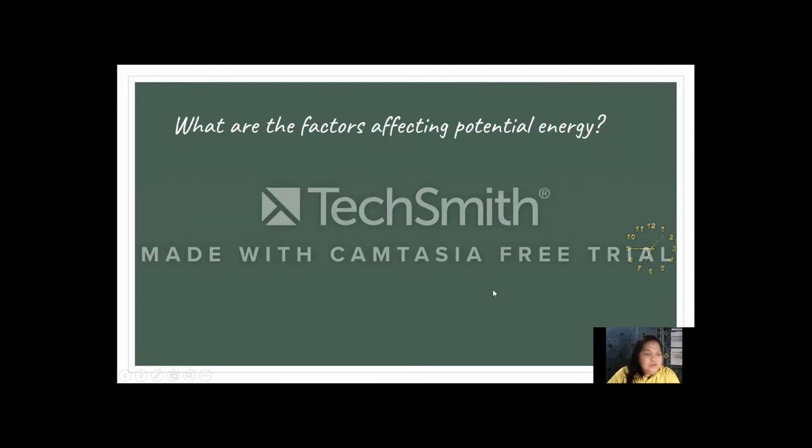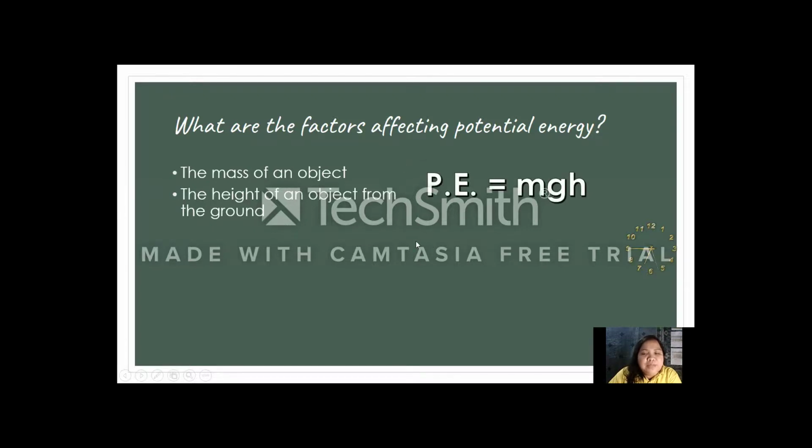Okay, so what are the factors affecting potential energy? So we have the mass of an object and the height of an object from the ground. So these are the following factors that would affect potential energy. Hence, we have the following formula for potential energy.